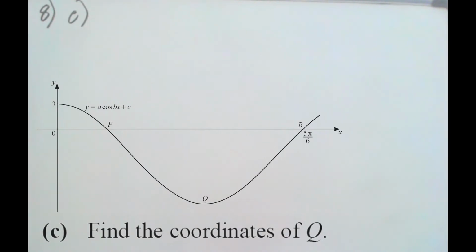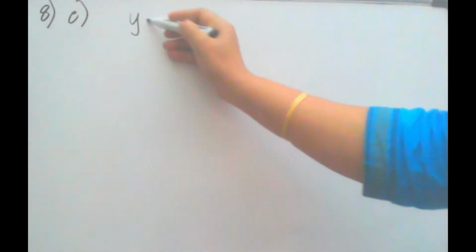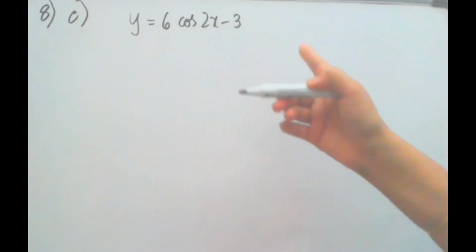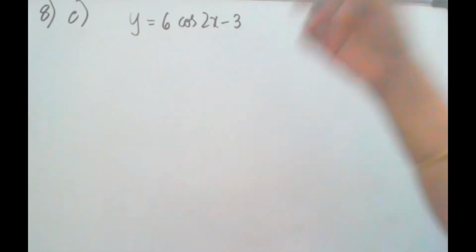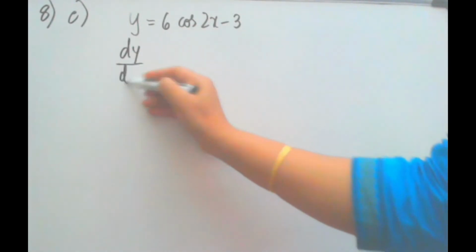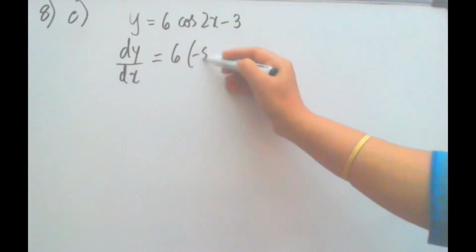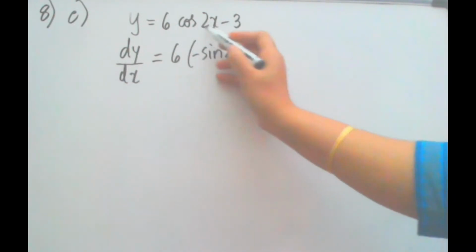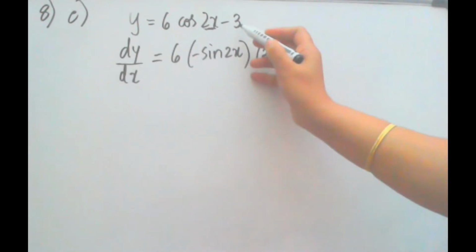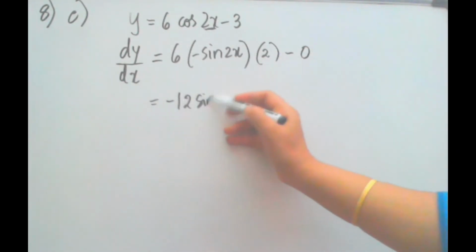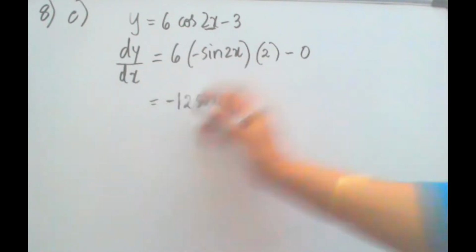Alright, so we know any minimum or maximum points, that is the stationary points of a graph, can be obtained by differentiating the equation of the graph with respect to x. Alright, so we have the equation of the graph as 6 cos 2x minus 3. So to find the stationary point, I am repeating, we have to differentiate the equation of the graph with respect to x. So dy by dx is equal to 6 multiplied by the differentiation of cos, which is minus sine 2x. Then we have to differentiate 2x, which gives us 2, minus d by dx of a constant is 0. Okay, so it simplifies to minus 12 sine 2x. 6 into 2, 12, this minus sign here.